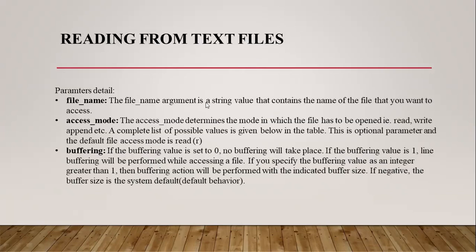The file name is the name of the file. Access mode: there are three types of access modes. For reading, we have to use the access mode R. For writing, we have to use W as mode, and appending. And the buffering value: if we set the value as 0, no buffering will take place. If it is 1, buffering is performed.